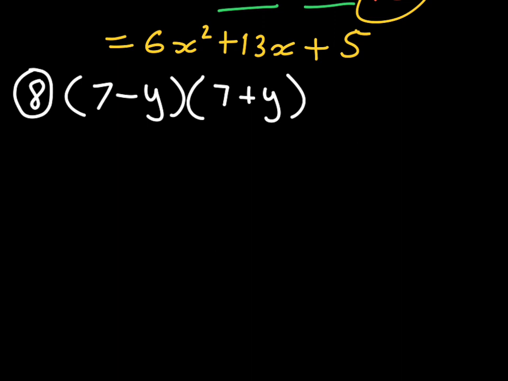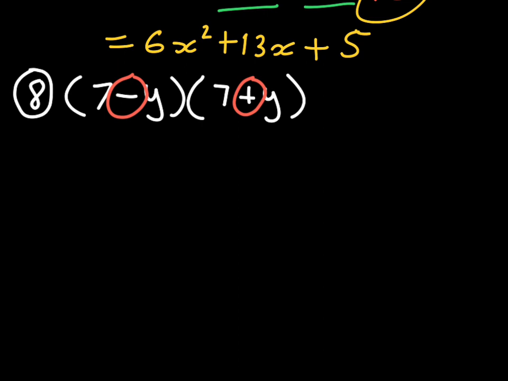For question number 8, we have a slightly more interesting scenario. As we can see, these two binomials are almost identical, except for the fact that here we have a minus and here we have a plus. But otherwise, the terms in each of the binomials are exactly the same. This scenario is referred to as a difference of two squares. And when we are multiplying with a difference of two squares, there is a bit of a trick.